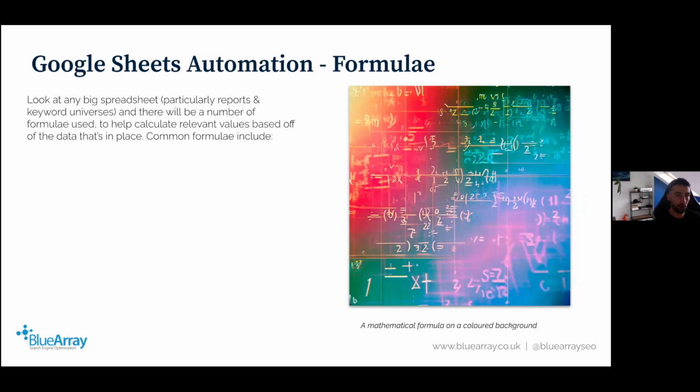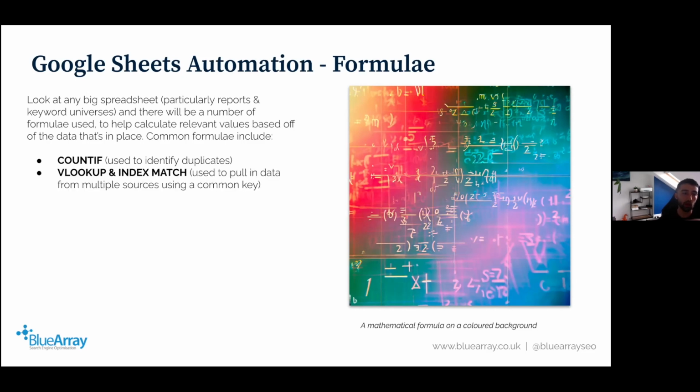And if you look at any big spreadsheet, so particularly big reports or keyword universes that have a lot of different tabs and a lot of different sources of data in them, there will probably be a number of formulas used to help calculate relevant values based off of the data that's in place. So a couple of common formulas include COUNTIF. So if you wanted to identify duplicates, for instance, you can use that. VLOOKUP and index match can be used to pull in data from multiple sources using a common key. Regex replace, which is an absolute lifesaver when it comes to migrations and redirect mapping.